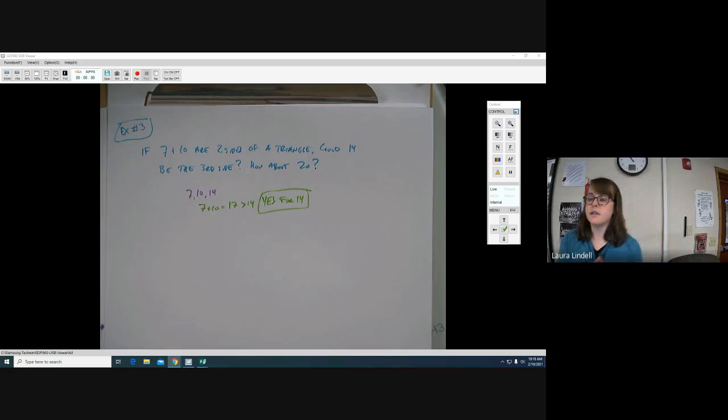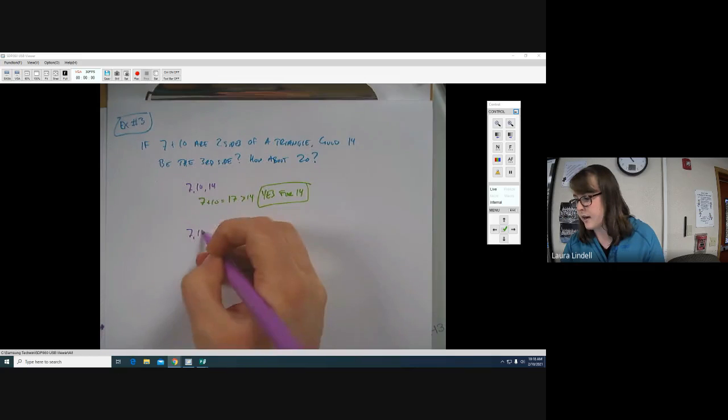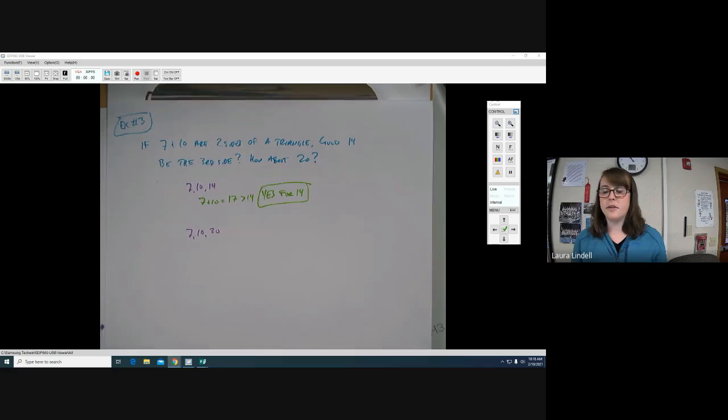So then, same idea, but how about 20? Could 20 be the third side instead of 14? So could we have sides of 7, 10, and 20? Same question in the poll. What do we think? Would 20 work?